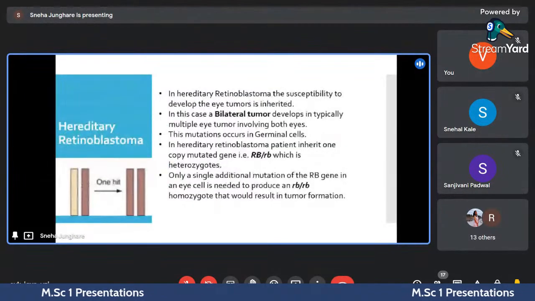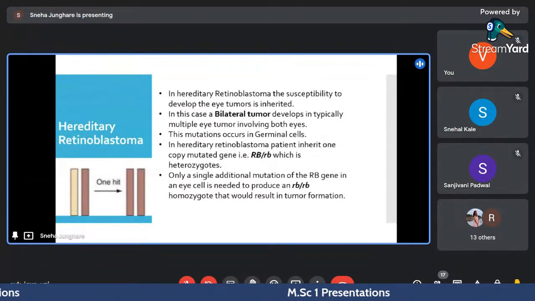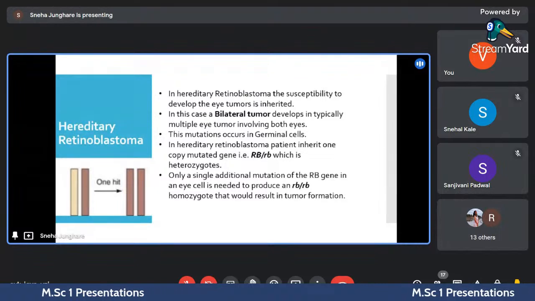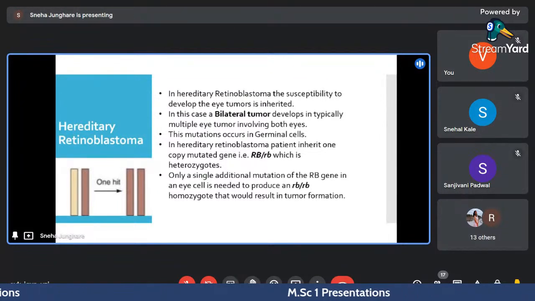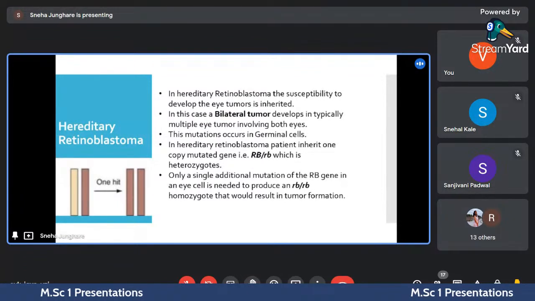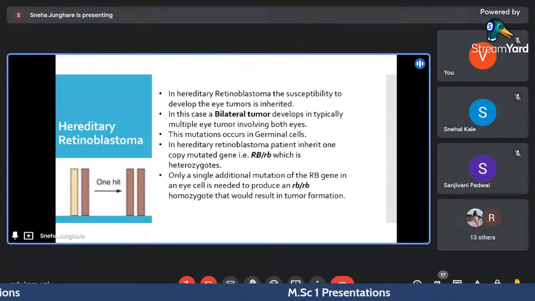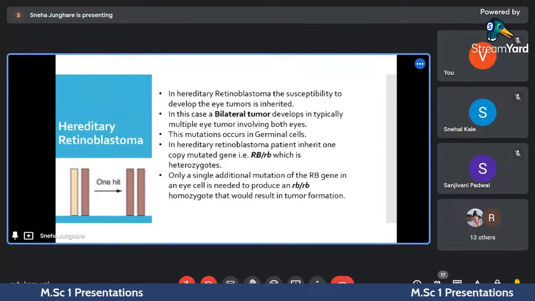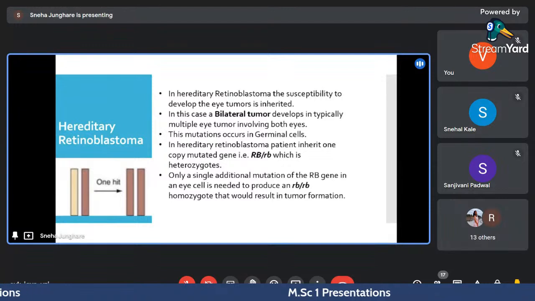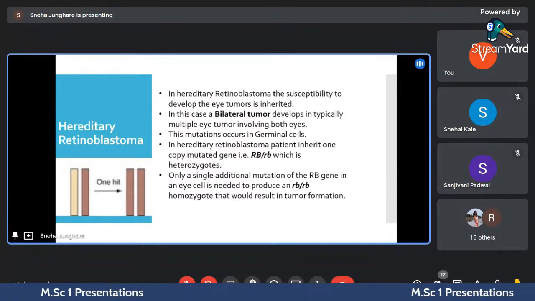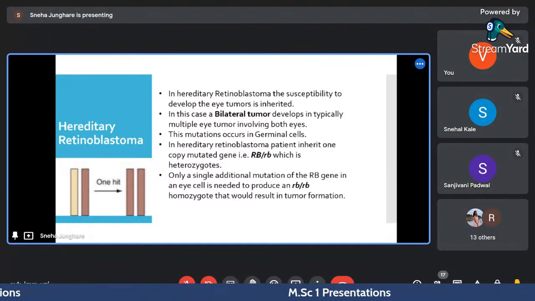In hereditary retinoblastoma, the susceptibility to develop the eye tumor is inherited. In this case, bilateral tumors develop, typically multiple eye tumors involving both eyes. This mutation occurs in a germinal cell. In hereditary retinoblastoma, the patient inherits one mutated copy of the gene, which is heterozygous. Only a single additional mutation of the retinoblastoma gene in an eye cell is needed to produce a homozygous allele that would result in tumor formation.